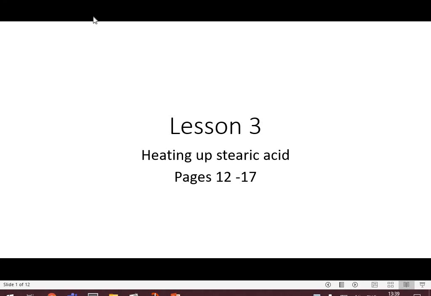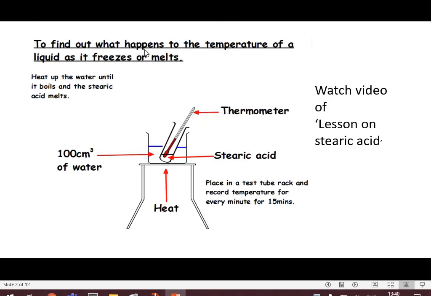So this is lesson 3 for year 9, heating up stearic acid. You should be on page 12 of your booklet, and we're going to go to page 17. So this is an experiment to find out what happens to the temperature of a liquid as it freezes or melts. So think about the changes of state.